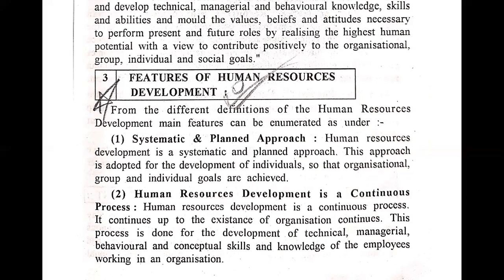We need to adopt some new technologies, we need to adopt some new policies, and for that we also need to have some dynamic and well-trained employees, well-trained manpower in our organization. So we need to do this activity again and again according to the changes in the environment. So we can say it is a continuous process.